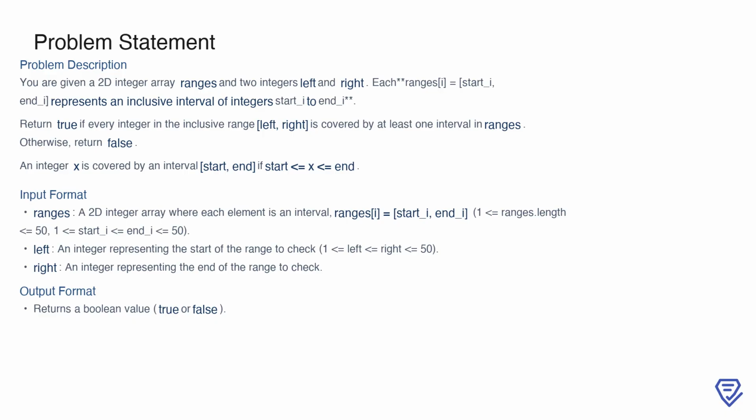Otherwise, we return false. For an integer to be considered covered, it must lie between start and end of at least one interval, inclusive. The input format specifies the constraints for the ranges array, as well as the values of left and right, all of which fall within the range of 1 to 50. The output is a Boolean value, true or false, based on whether the entire range, left, right, is covered.